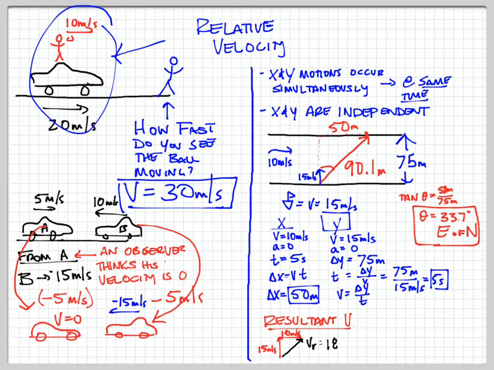So my resultant velocity comes out to be 18 meters per second, or very close to 18. It's 18.02. And again, we need the angle, so the tangent of that angle is 10 over 15. And that angle, when you do all your math, comes out to be, lo and behold, 33.7 degrees east of north. Okay, that's everything that we could possibly do with this type of problem. But I'm going to go one harder on you.